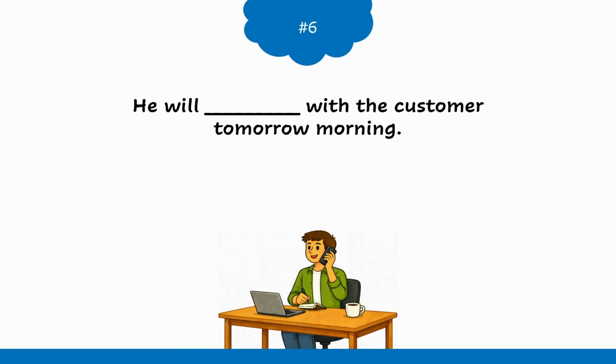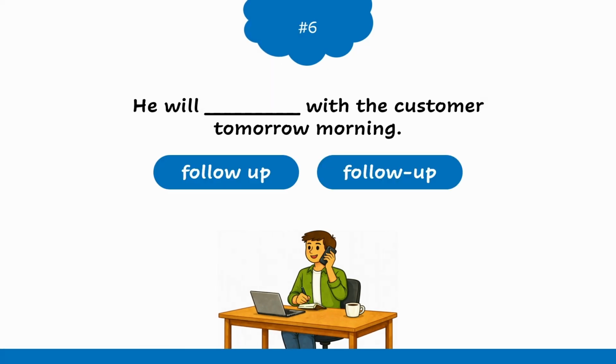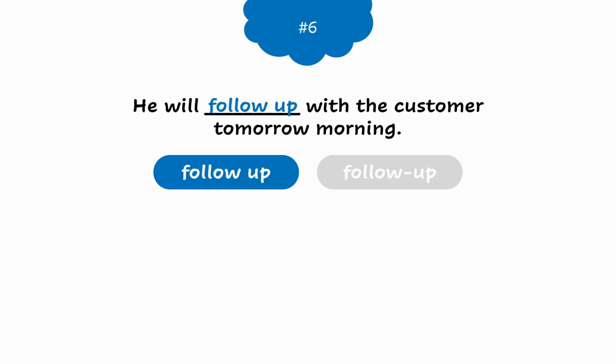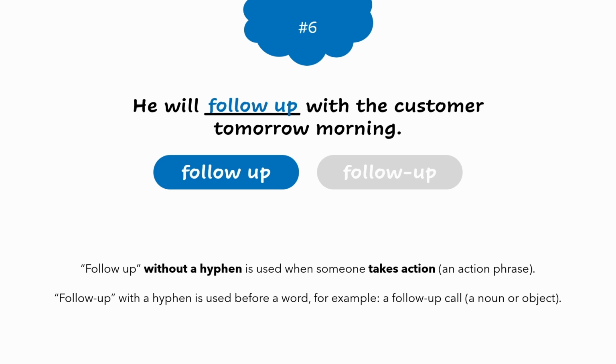He will ___ with the customer tomorrow morning. The correct answer is, he will follow up with the customer tomorrow morning. Follow up without a hyphen is used when someone takes action. Follow-up with a hyphen is used before a word. For example, a follow-up call.